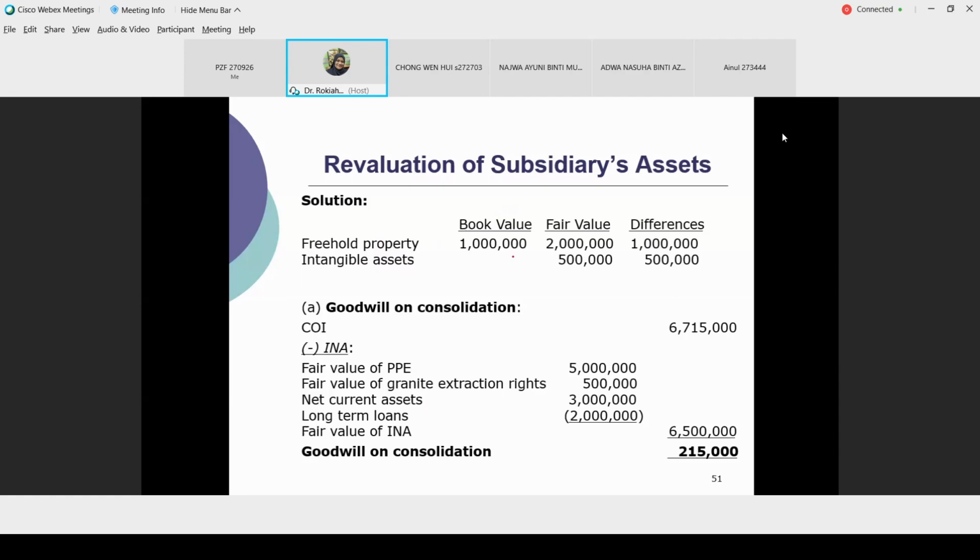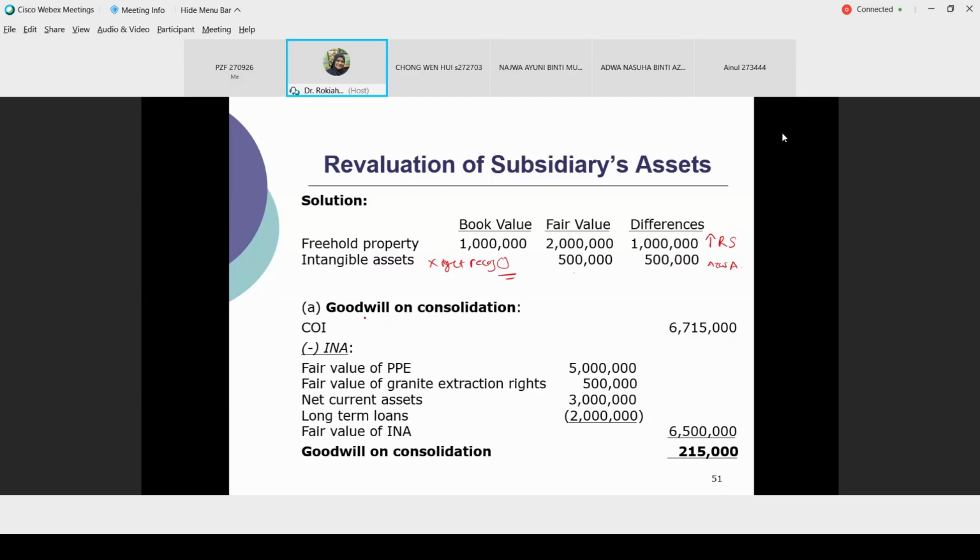The freehold property's book value is 1, now it becomes 2. So the difference here is 1 million, which is considered an increase in value, a revaluation, so an increase in revaluation surplus. For the intangible assets, before this it was 0 because we had not yet recognized it. Now it becomes 500. So this is your new asset, and you need to recognize it.